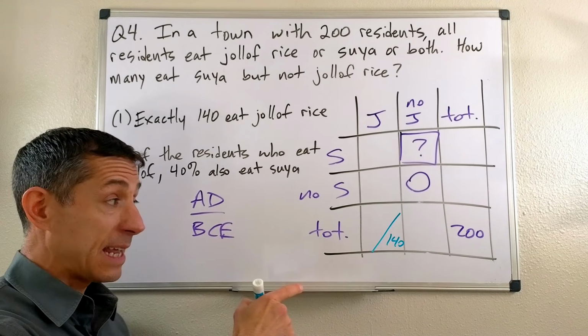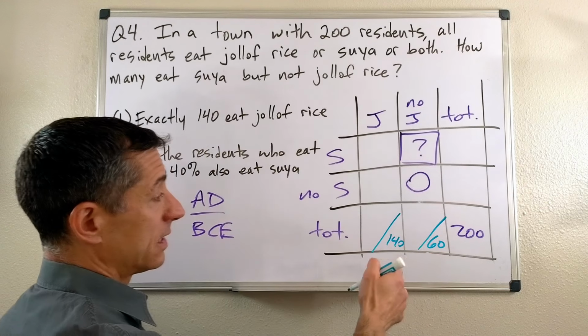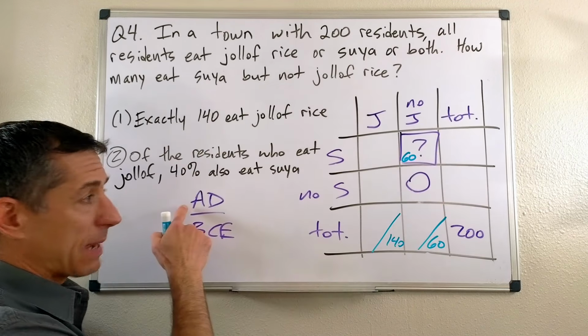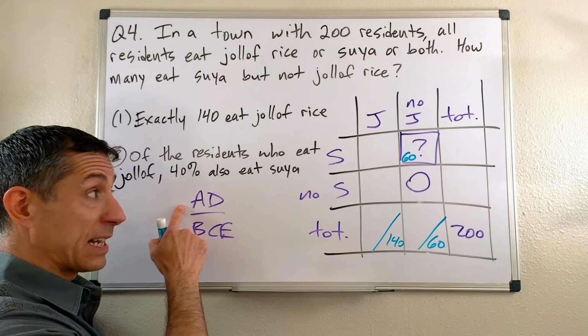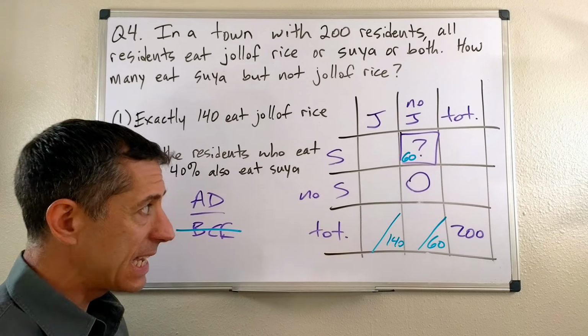Anything I derive from statement 1, I'm also going to stick in a little corner. So that's 60. Wait a minute, 60 minus 0 is going to give me 60. And my answer is A. Well, my answer is not so A, but A is sufficient. Statement 1 is sufficient by itself. I can cross out B, C, E.